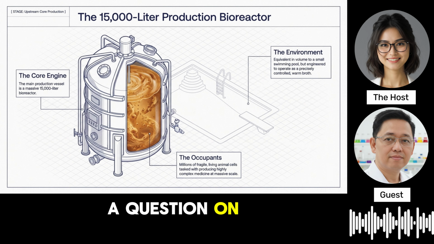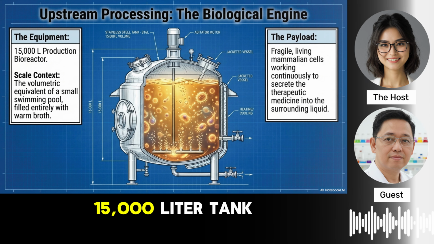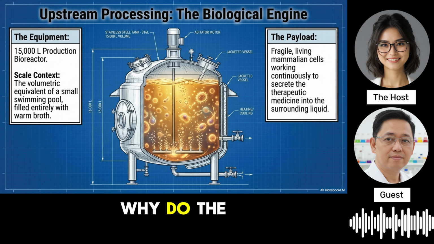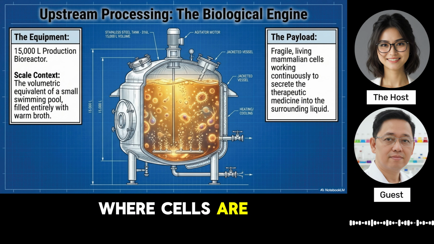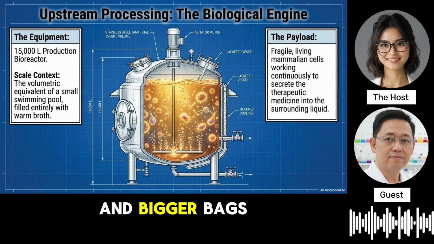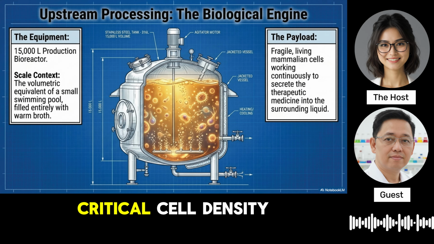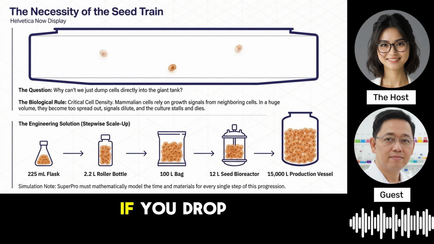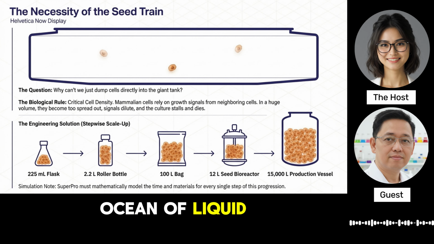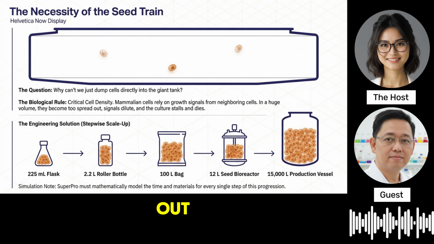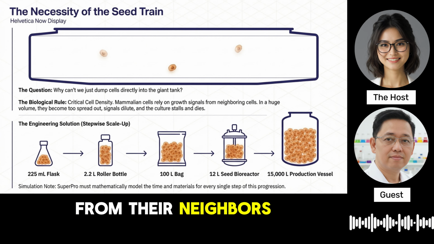But wait, I have to ask a question on behalf of the listener. Why can't we just dump a handful of cells directly into that 15,000-liter tank on day one? Why do the design blueprints show this incredibly long seed train where cells are moved from tiny flasks to bigger and bigger bags? It seems incredibly inefficient. It's a great question, and it comes down to critical cell density. Cell density. Yeah. If you drop a small cluster of cells into a 15,000-liter ocean of liquid, they essentially get lonely and stall out. Mammalian cells rely on chemical signals from their neighbors to trigger growth.